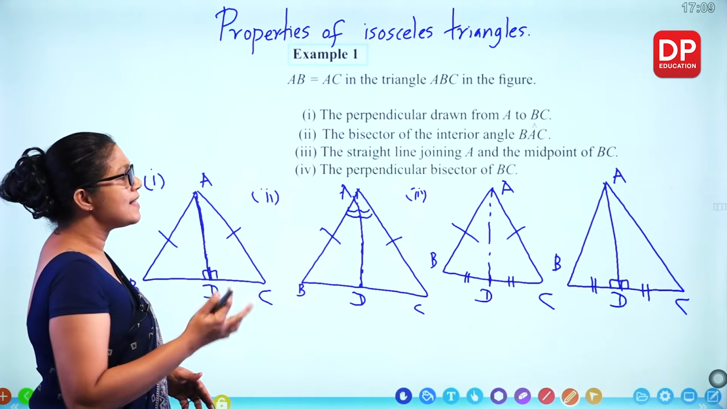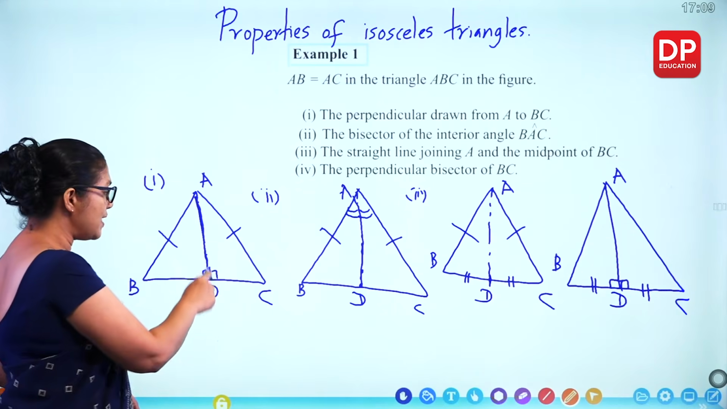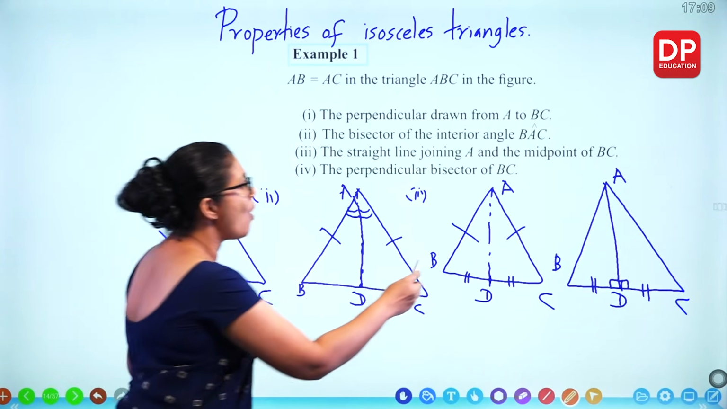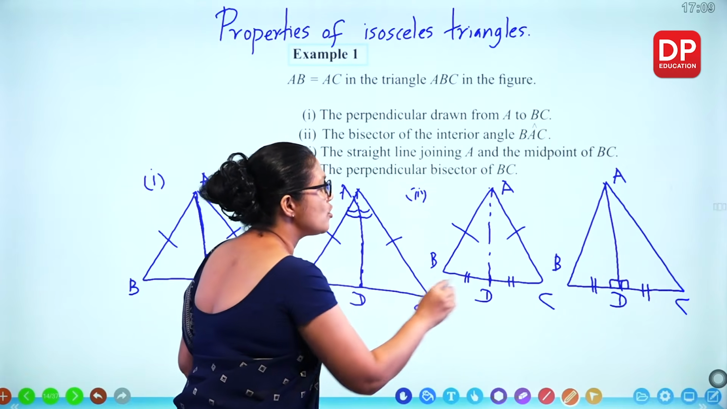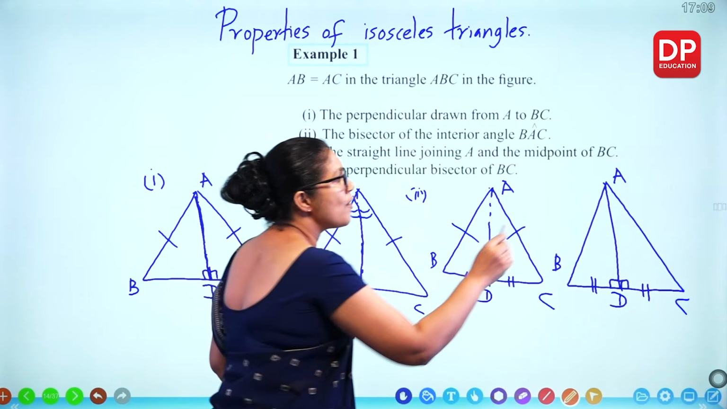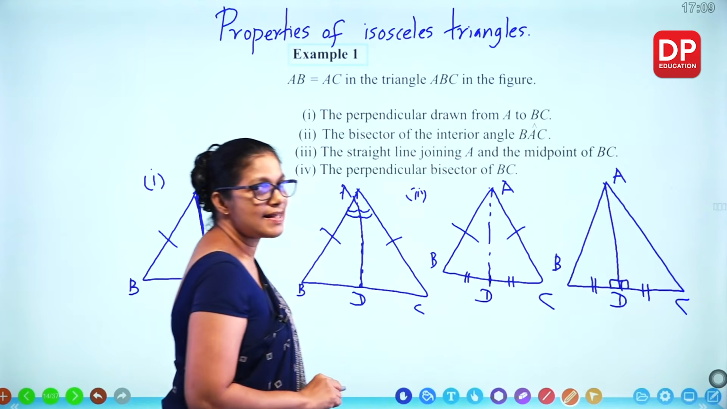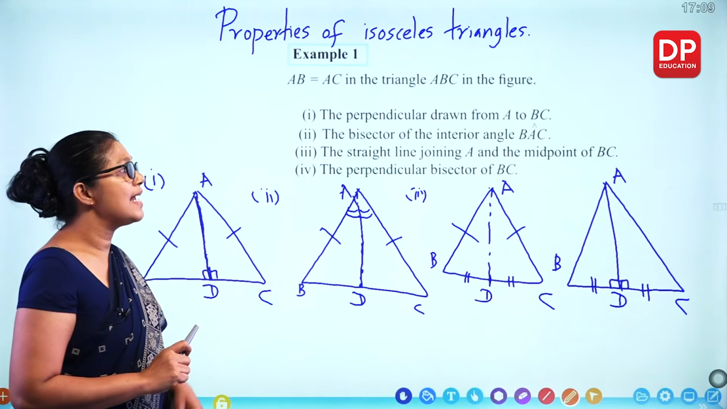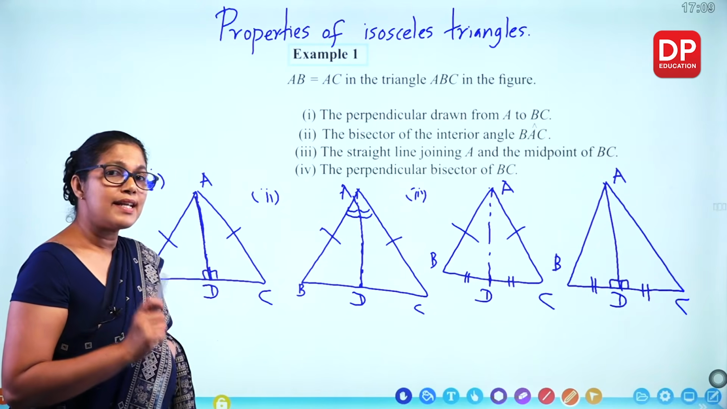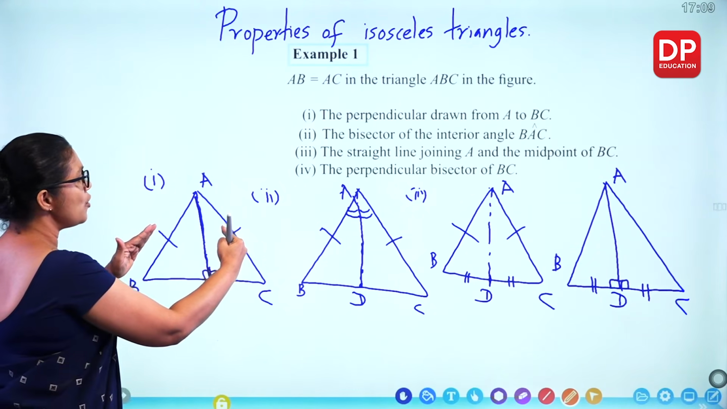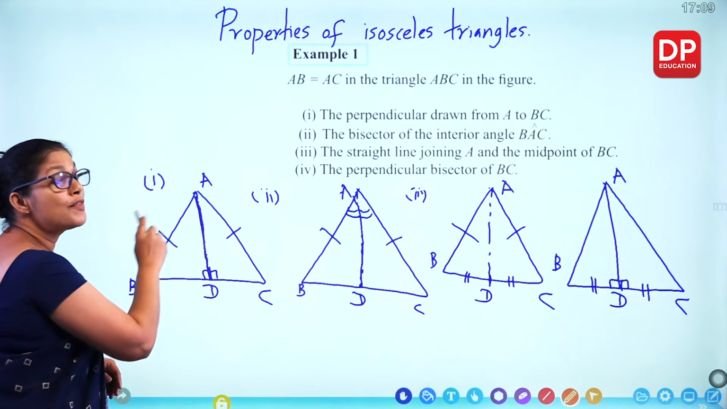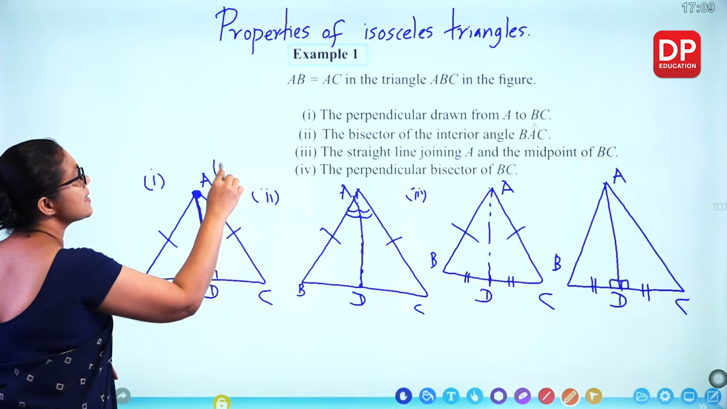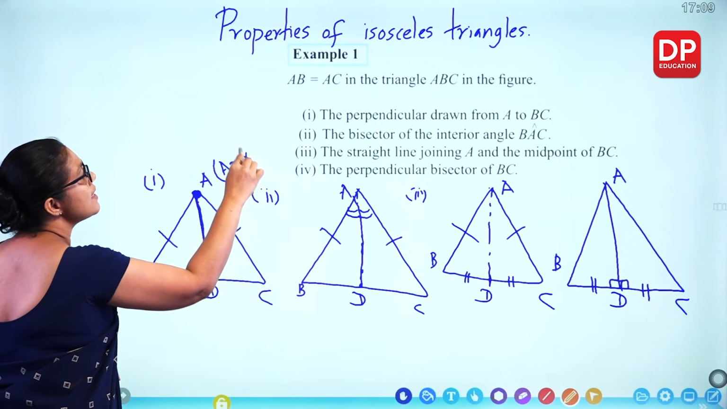So here basically if you draw the perpendicular from A, or the angle bisector, or connecting the point to the midpoint, or the perpendicular bisector, all are the same. So these are the properties in an isosceles triangle. And another thing you need to remember, when you find the intersecting point of the equal sides, we call this point the apex. So you will get a new term.